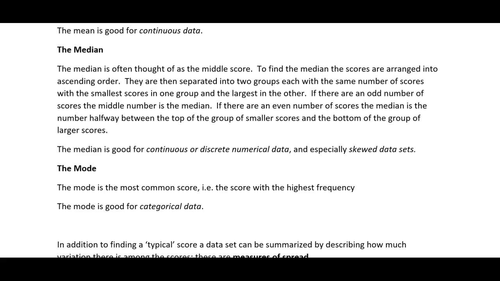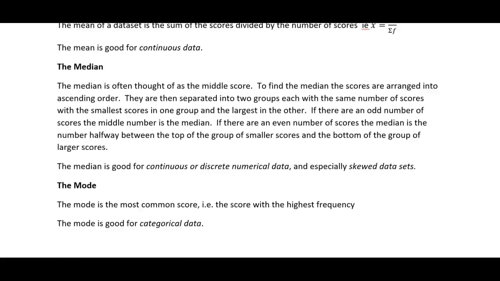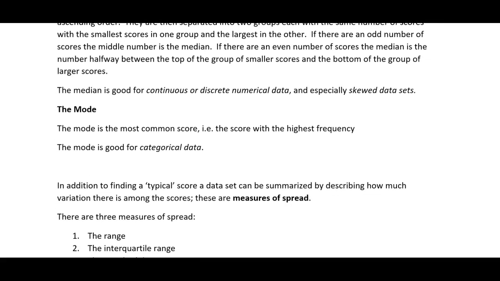I can't add them together, and I can't necessarily really put them in order to find a median either. So the mode we use for that sort of data, which frankly we don't do a lot of work with because it's hard to analyse it. Anyway, they are our 3 measures of central tendency. Right, good for finding a typical score.